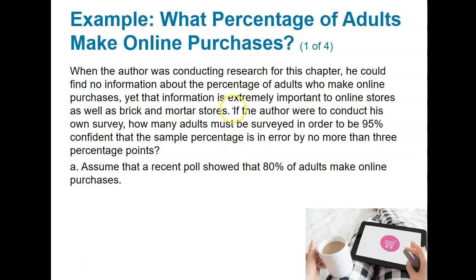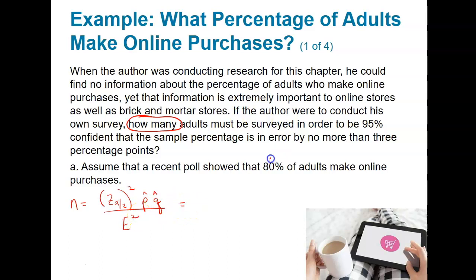Okay, so a couple things here. I see the words "how many." "How many" is telling me that this is a sample size problem. In the first part here it says assume that a recent poll showed that 80% of adults make online purchases. So we do have this prior information. That tells me I'm going to use n equals z alpha over 2 squared times p hat q hat over the margin of error squared.